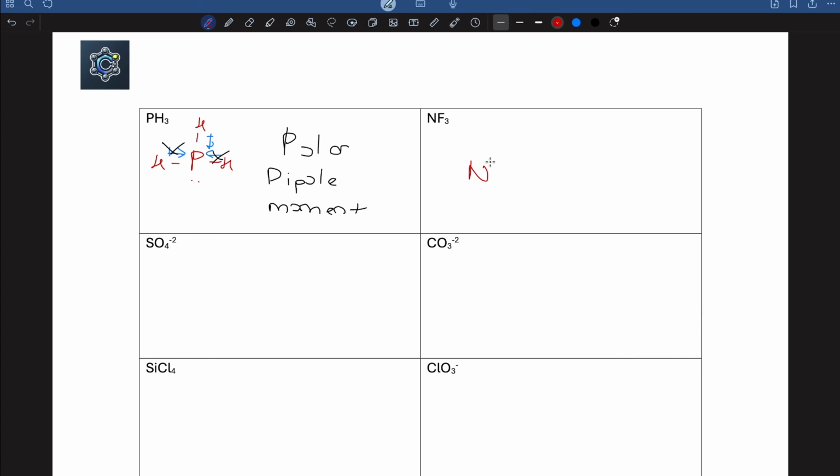NF3, again, it has 3 bonds and a lone pair. Notice that each of these bonds are polar toward fluorine. Make sure we use the right color. And the ones left and right do cancel each other out, but the one going up, there's nothing to cancel that one out. And so this structure is overall polar, and it does have a dipole moment.